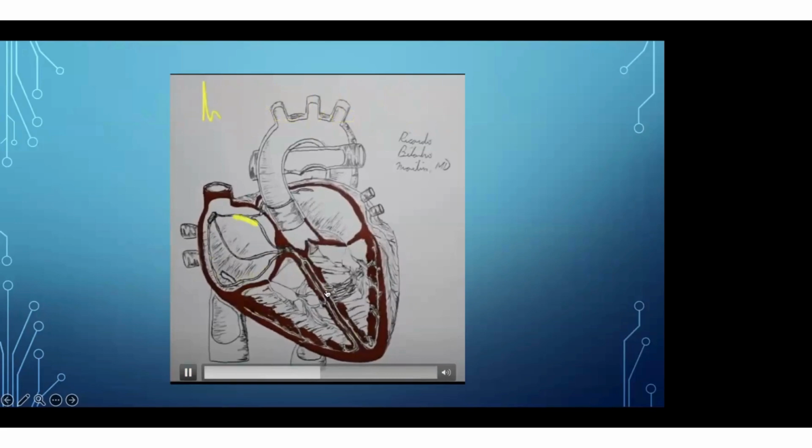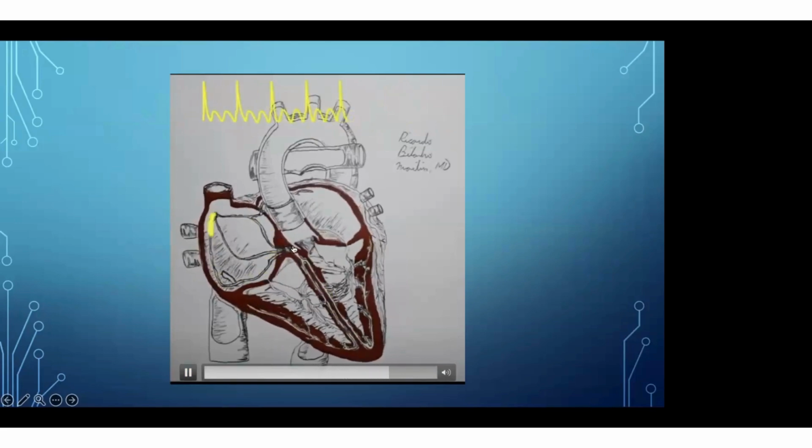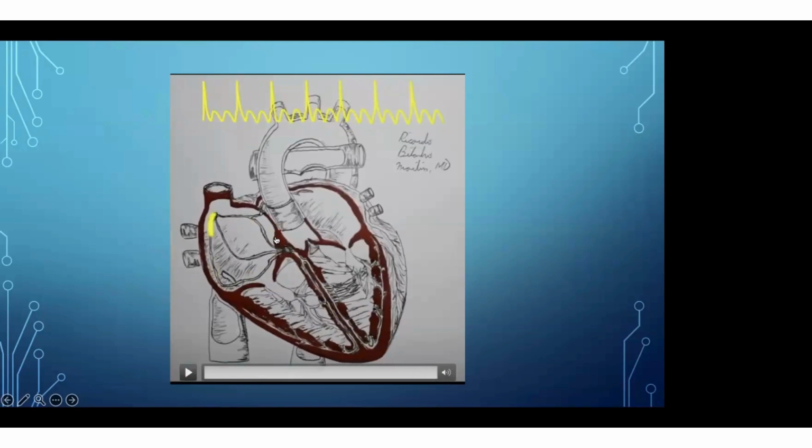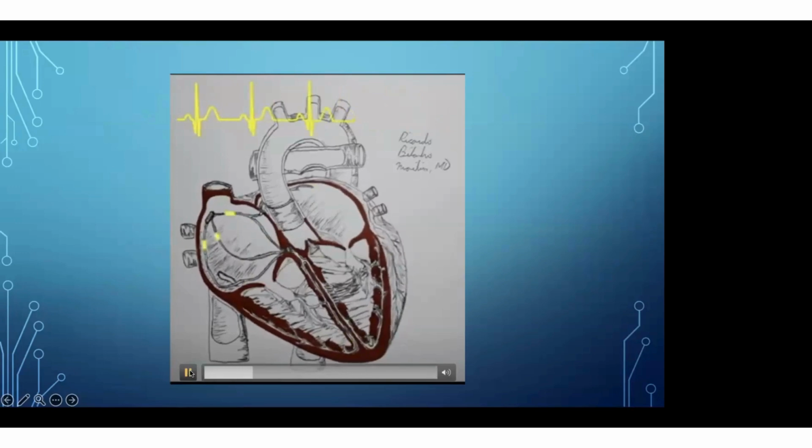And sometimes it will be sending impulses to the QRS in 3 or 2 beats. Sometimes it will be one-to-one conduction. The ventricle also will be beating very fast, and the patient will be very symptomatic.